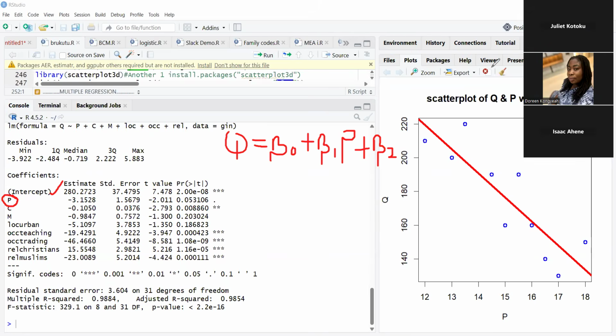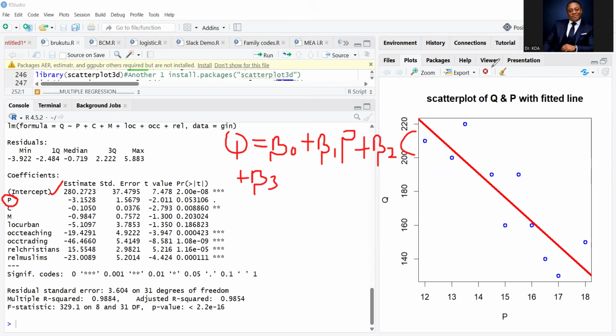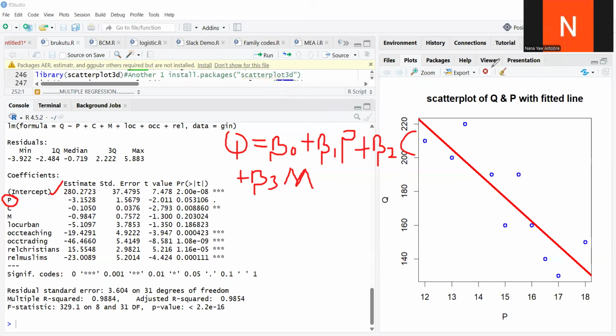Jillian. C. Then you write beta 3. Which variable is the next one to document? Doreen. M. That is for average income. Then you write beta 4.